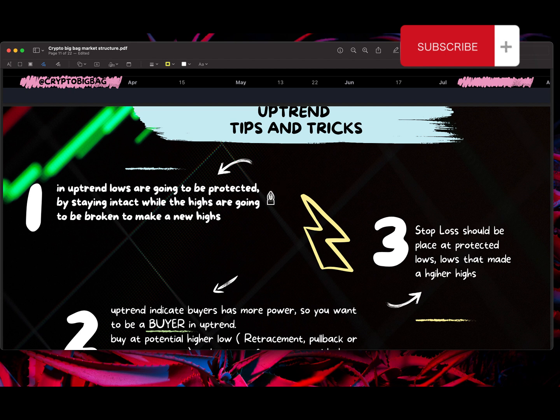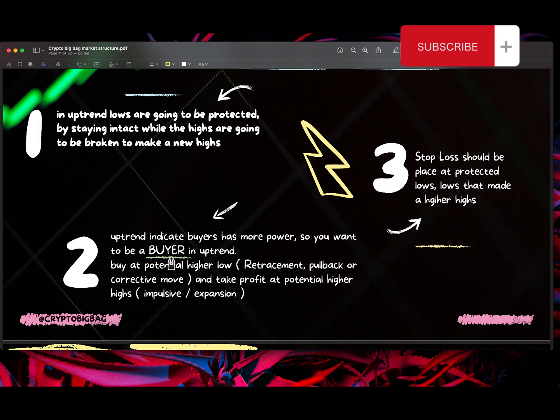An uptrend is a series of higher highs and higher lows. In an uptrend, it indicates that buyers have more power. So you want to be a buyer in an uptrend, right? Buy at a potential higher low, which is a retracement, pullback or corrective move. When it creates a higher high, you want to buy at a potential higher low on the pullback or retracement, then take your profit at a potential higher high, at the impulsive move or expansion. Your stop loss should be placed at the protected low that made the new higher high.